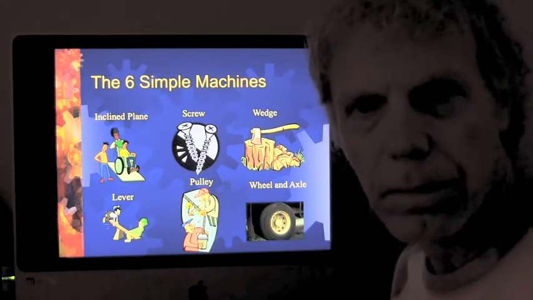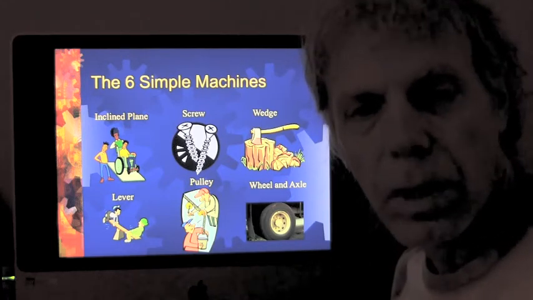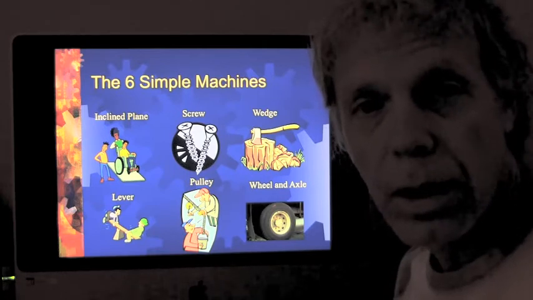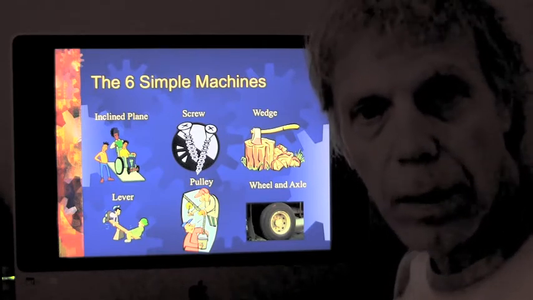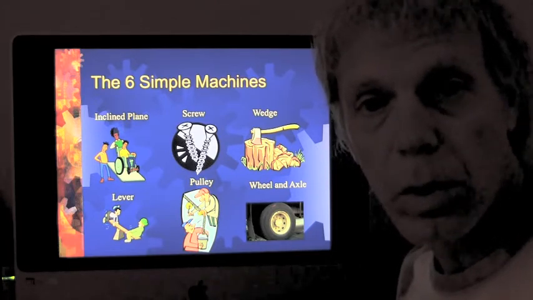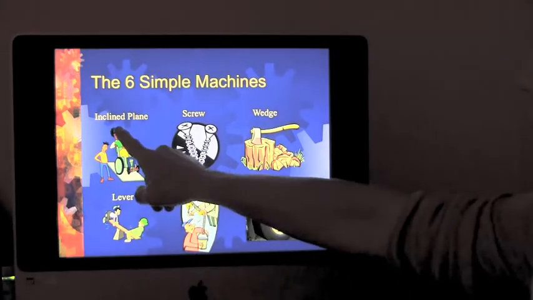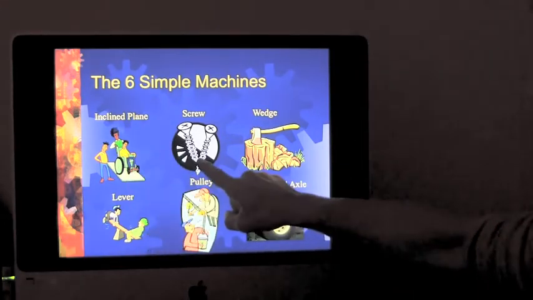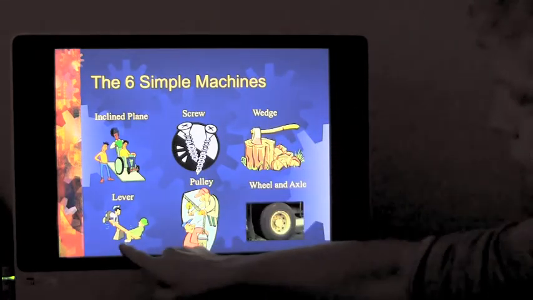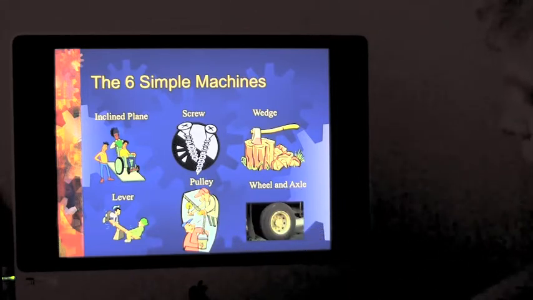Simple machines. They're all around us, and what I would like to do today is introduce you to 6 simple machines so that you become more aware of the environment around you and the power of these 6 simple machines, which have been with us for a very long time. The inclined plane, the screw, a wedge, as you can see in this axe here, a lever, a pulley, a wheel, and axle.